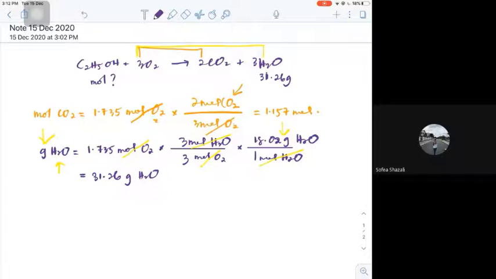Mole C2H5OH. Okay, so you write it as mole C2H5OH. Lepas tu Sophia equal to apa? 31.26 gram H2O. Then Sophia, what is the next step?